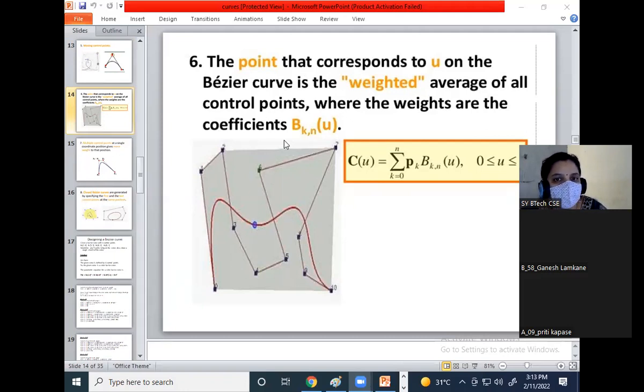What is the meaning of U? What is the meaning of this blending function? We will see that in the coming lectures. The point that corresponds to U on the Bezier curve is the weighted average of all control points. So if I take a particular point on the Bezier curve, it has a weight associated, and that weight is nothing but the average weight of the control points near it. We consider the weight at 0, weight at 1, weight at 2, weight at 3 and so on. By considering the average weight of these control points, I can find out the weight at U. That is the property.